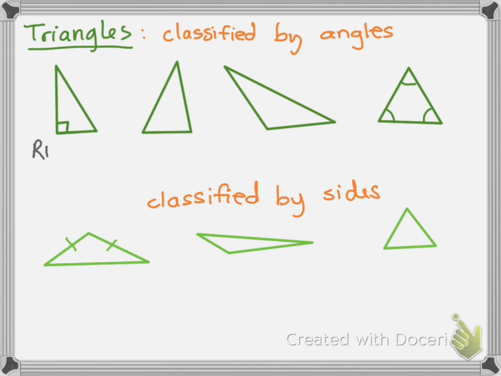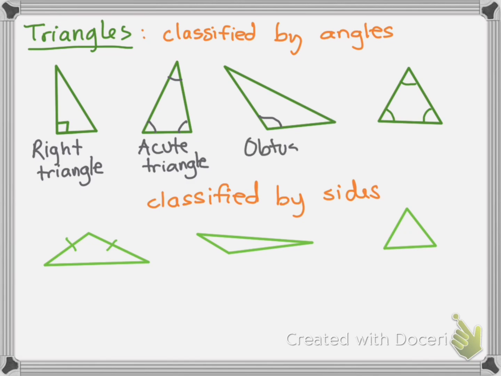So the triangle is right triangle. The right triangle has one right angle. Then we have this one that has all acute. So that would be an acute triangle. And again, an acute triangle has all three angles less than 90. And then finally, we have the obtuse triangle. And again, the obtuse triangle has one obtuse angle.